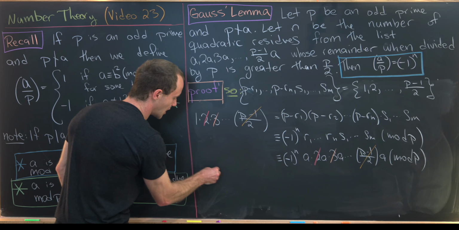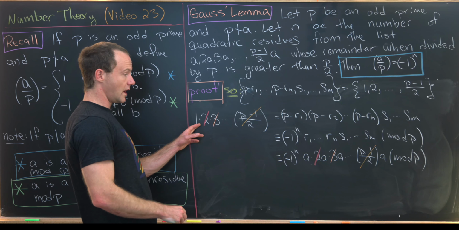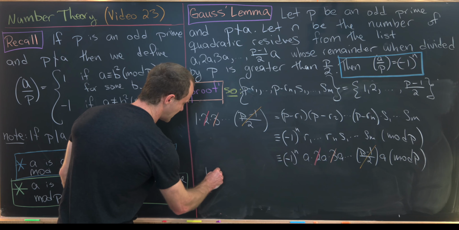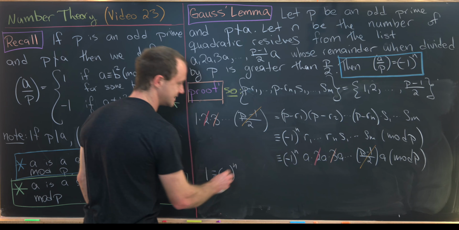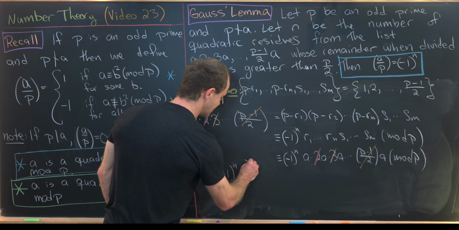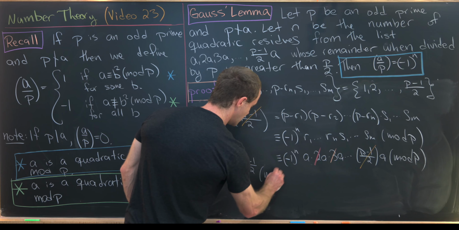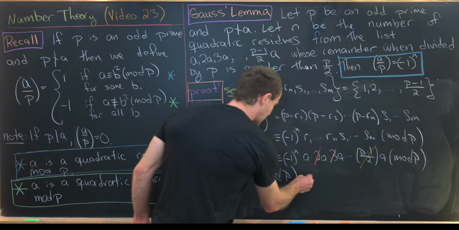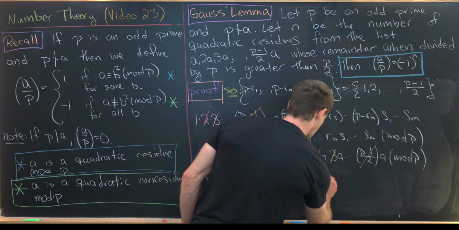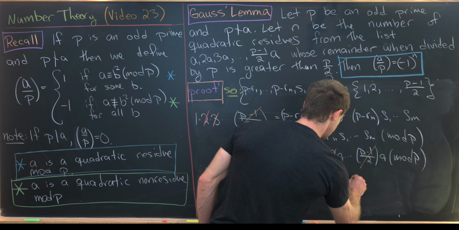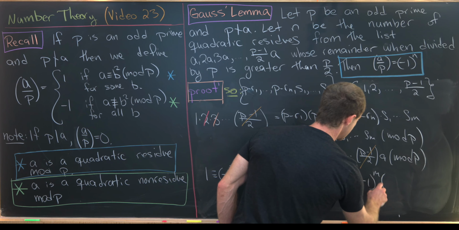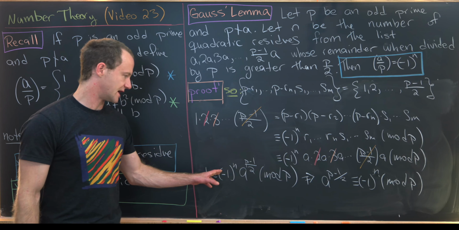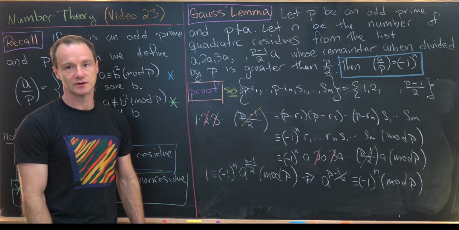That's going to give us a new congruence. So that's going to give us 1 on the left-hand side and then something a little bit more complicated on the right-hand side. So we'll have 1 is congruent to (−1)^n times a^((P−1)/2) modulo P. But now we can rewrite that a little bit, and we'll have a^((P−1)/2) is congruent to (−1)^n mod P. So that's just by moving this (−1)^n to the other side of the equation.